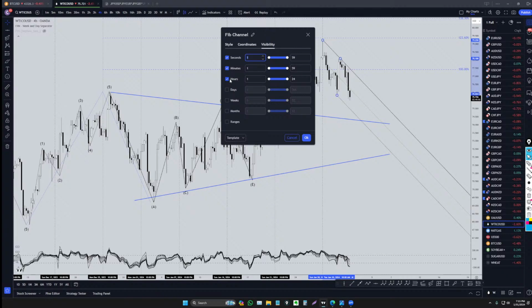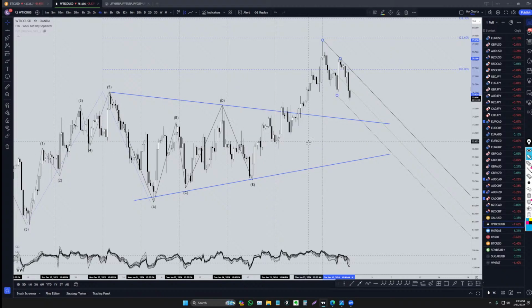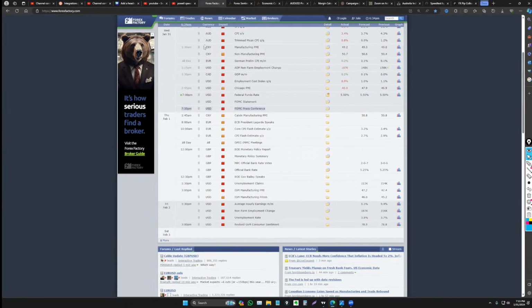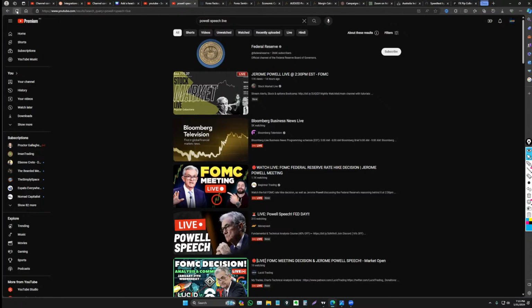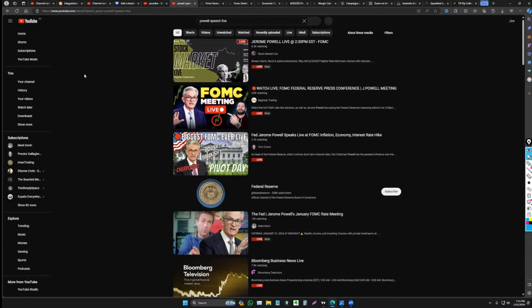Yeah, pretty much. The second Powell shows his face, the market's gonna start ripping. You know that for sure. What was I doing? Yeah, I want to put this on the 4 hour time frame. Pretty much the second Powell walks on the stage, the market's gonna start moving. I have it ready because I do like to at least have it in the background.